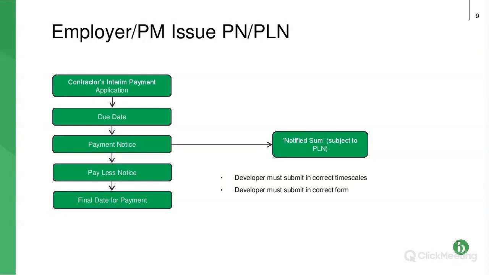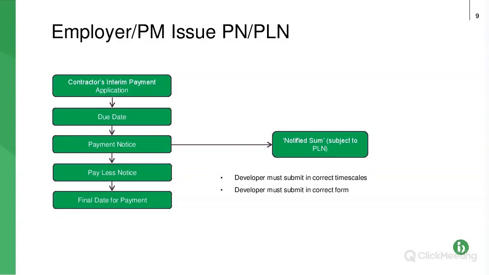So then we have the due date. Now the due date is just a trigger date. It's not that the payment must be due that day. It's just a trigger date for the next item, which is the payment notice for the paying party to submit. Following that, we have an opportunity for the paying party to submit a second notice, the pay less notice. If they haven't submitted the payment notice, they are perfectly at liberty just to submit the pay less notice. And then we have the final date for payment, which is the date when payment has to be made. So that is when the money has to go from the paying party's bank account to the contractor or subcontractor's account.